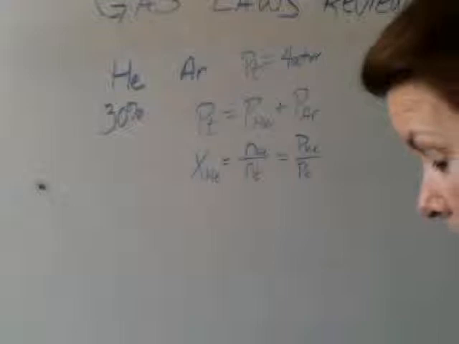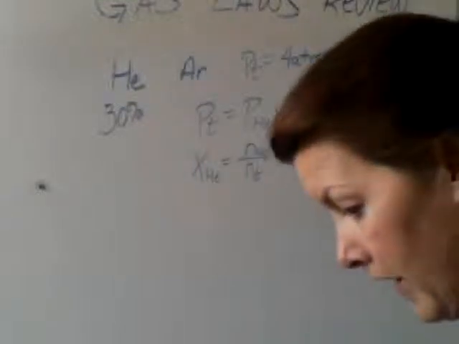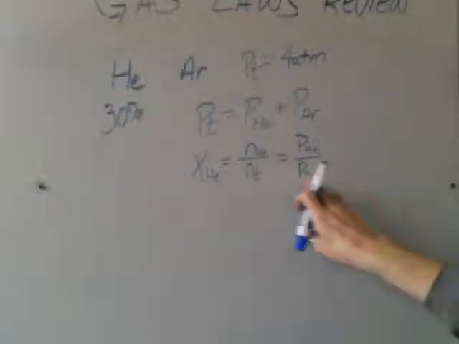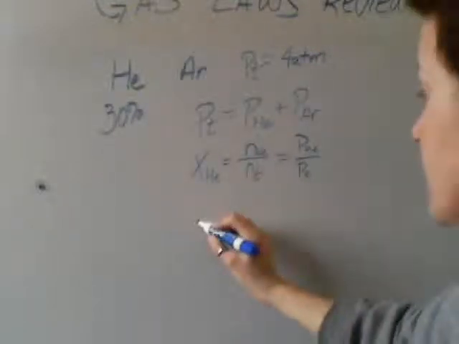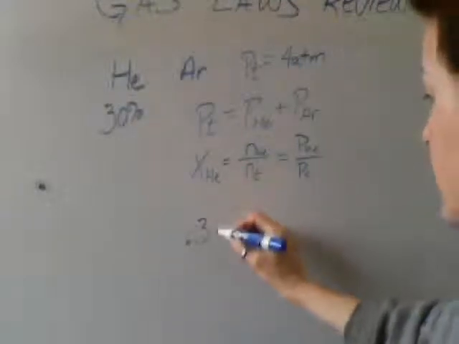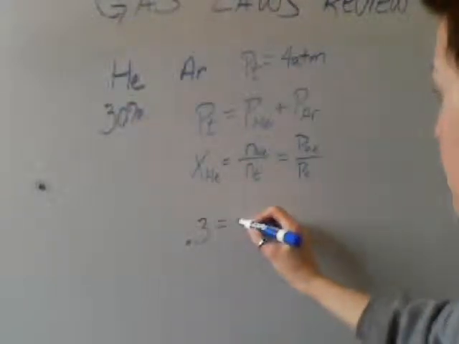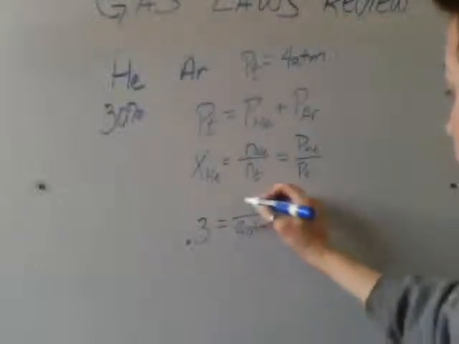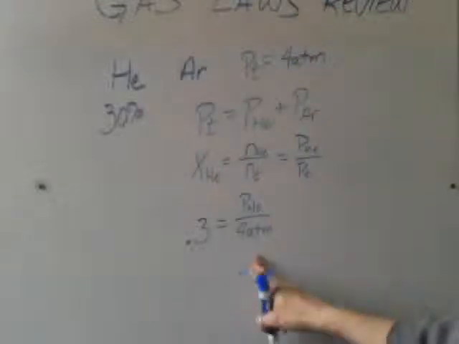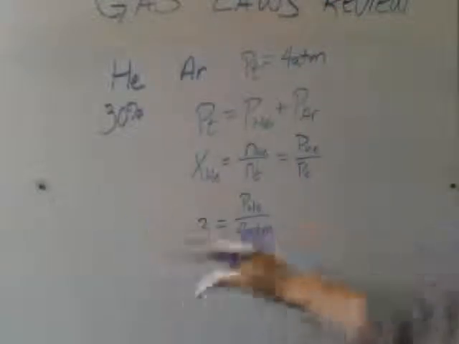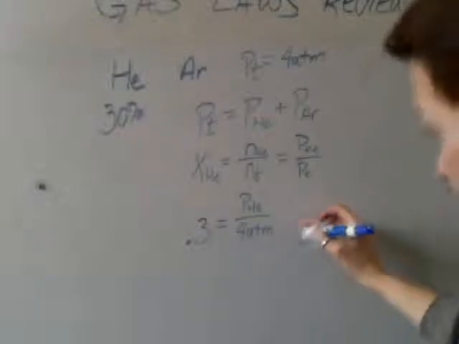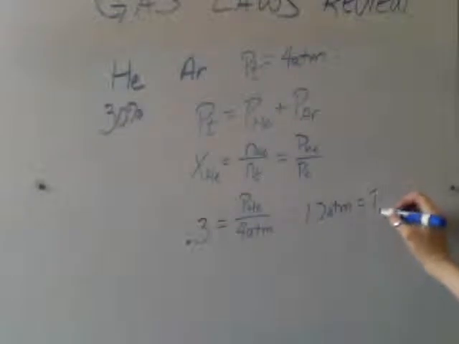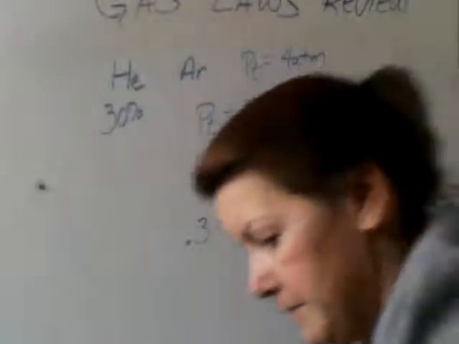We are asked to find the partial pressure of helium, and we know the mole fraction because we're given that it's 30%. So if the mole fraction is 30%, and we know that the total pressure is 4 atmospheres, we can solve for the pressure of helium. It's in the denominator, so we're going to multiply both sides, and we're going to find out that 1.2 atmospheres is equal to the partial pressure of helium.